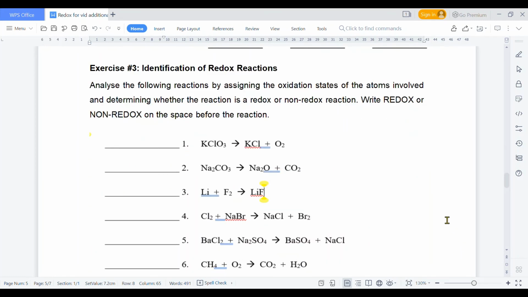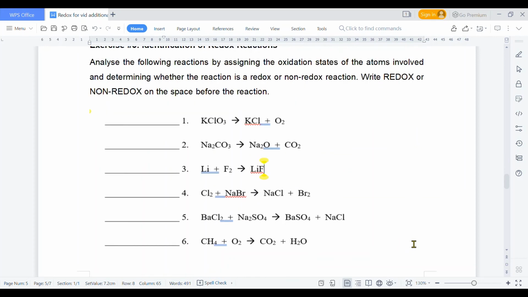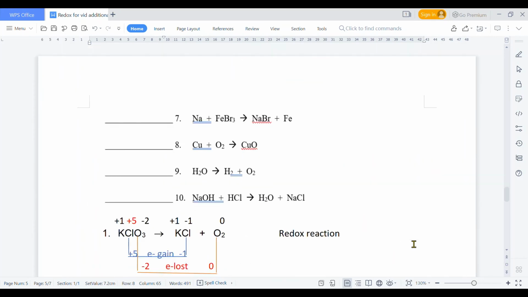Let's go to exercise number 3, identification of redox reactions. Analyze the following reactions by assigning the oxidation states of the atoms involved and determining whether the reaction is a redox or non-redox reaction. Write redox or non-redox on the space before the reaction. So I will do 1 and 2 to make it clearer to you.